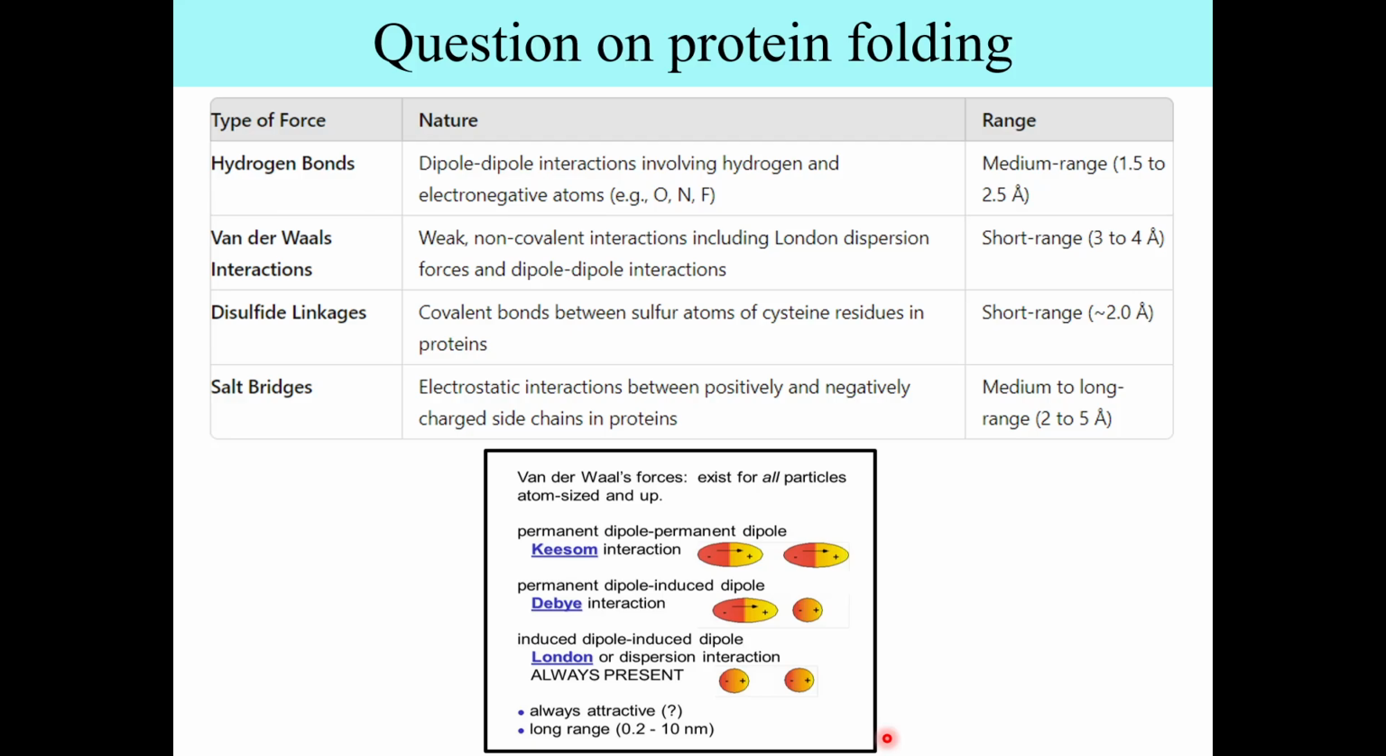Salt bridges have very strong interactions, so a very small bond length. Hydrophobic interactions, on the other hand, have a very long bond length because they are weak interactions.